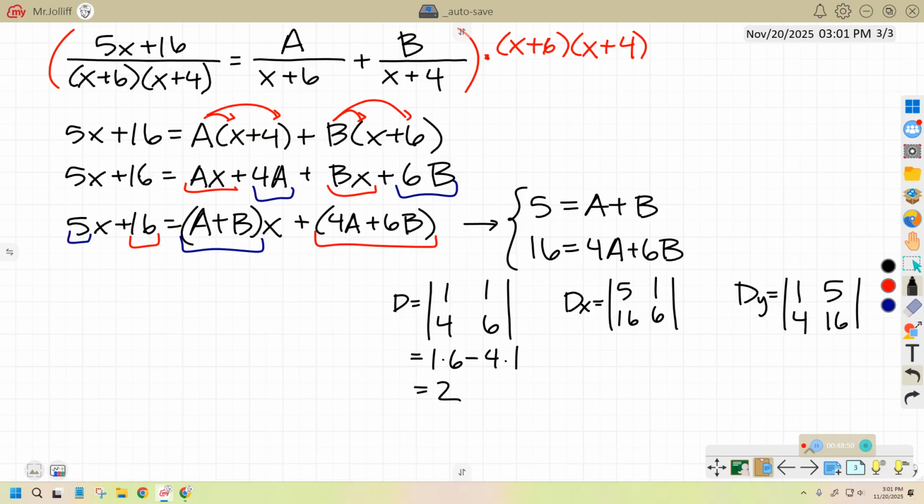And then we start the process over again. We find the determinant. So 5 times 6 minus 16 times 1 is 30 minus 16, which is 14. I don't see anyone arguing. I'm going to assume I did that correctly. And the next one is 1 times 16 minus 4 times 5, which is 16 minus 20, which is negative 4. I see some nodding. Yay!